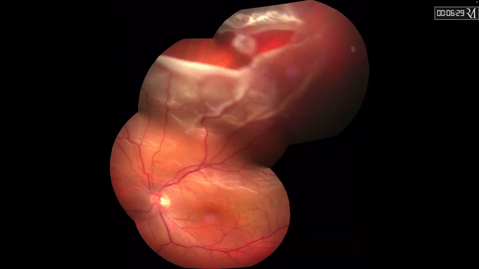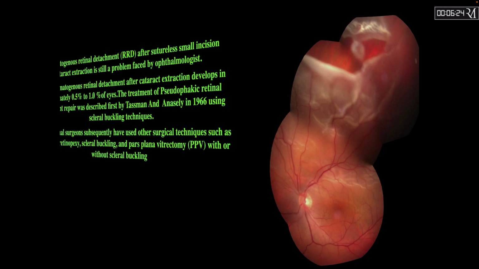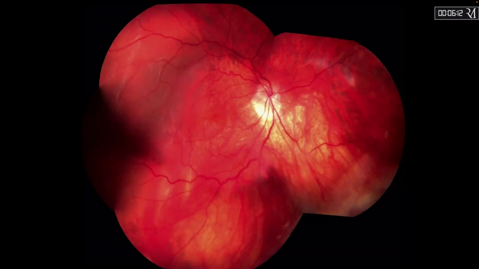And as you can see, this is classic pseudophakic retinal detachment with a very peripheral retinal break. Rhegmatogenous retinal detachment after sutural small incision cataract is still a problem faced by ophthalmologists. The management includes either scleral buckling, pneumatic retinopexy, or vitrectomy. And I will show you some examples of cases which were managed by different techniques.